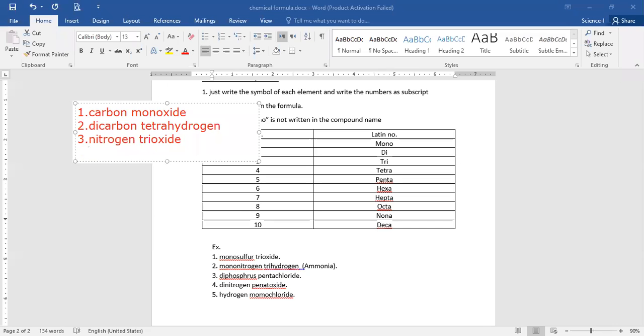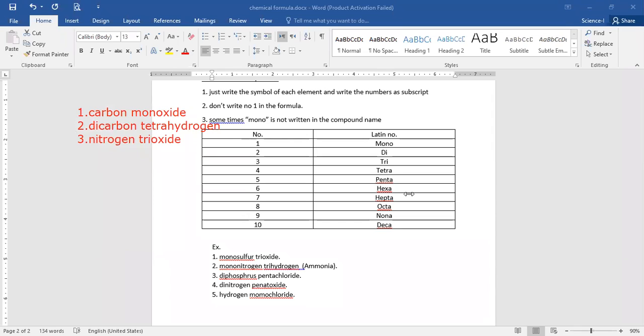So let's try to work with these, guys. There are 3 examples here. Let's start with the first one. Carbon monoxide. Who can help me to answer this? Or you can write in the chat box, guys. I'm waiting in the chat box. Show me your answers. Everyone, try to answer the 3 in the chat box. I'm looking for your answers. Hurry up.